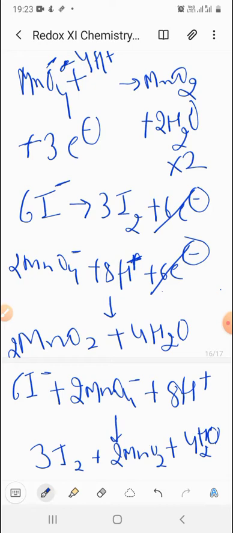So this is the electron method by which you can also balance the reaction. This is a little bit lengthy, but it is a bit easier than the oxidation number method.